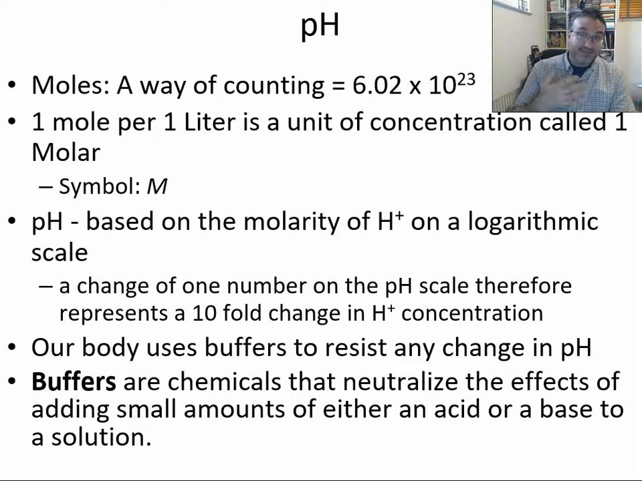Now, to maintain homeostasis, our bodies use substances called buffers. They help slow down changes in pH. So if you eat some lemons and you have lemon juice, which is a form of citric acid in your body, it doesn't throw your whole body's chemistry out of proportion. We have buffers. Buffers neutralize the effects of acids and bases and slow down changes in pH.